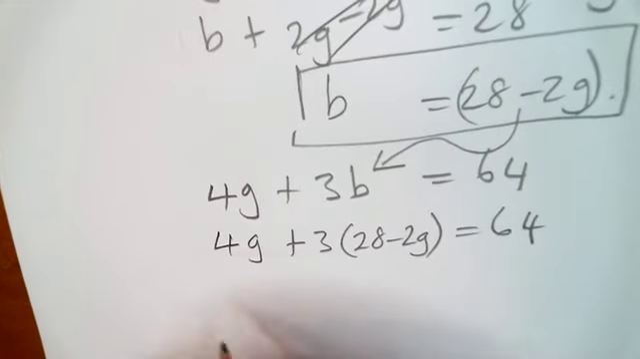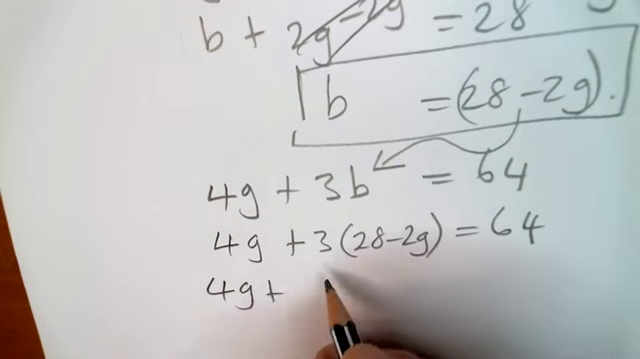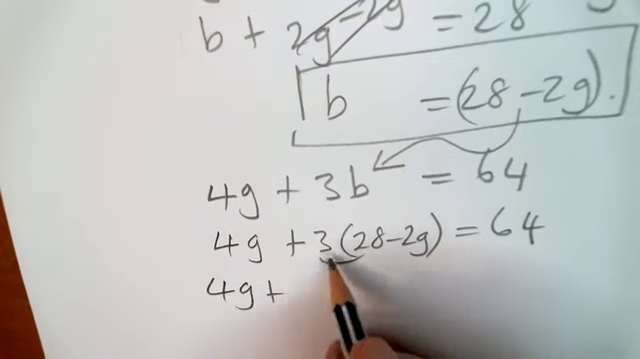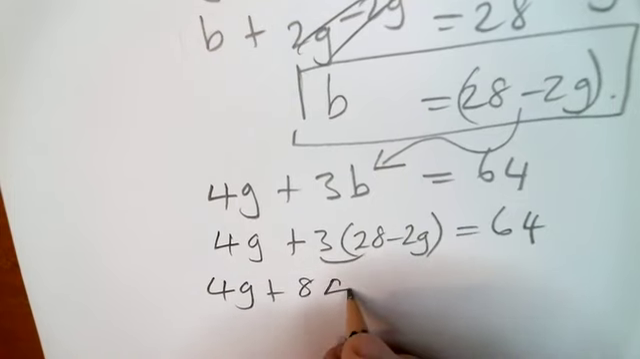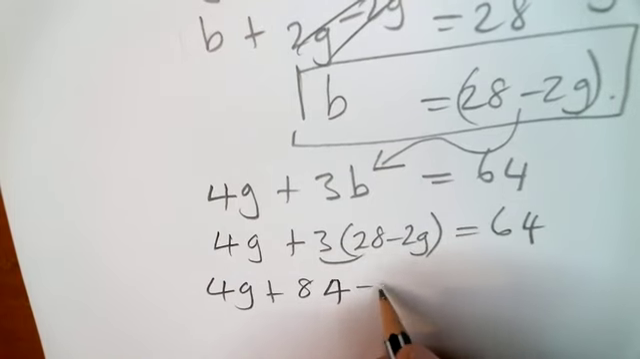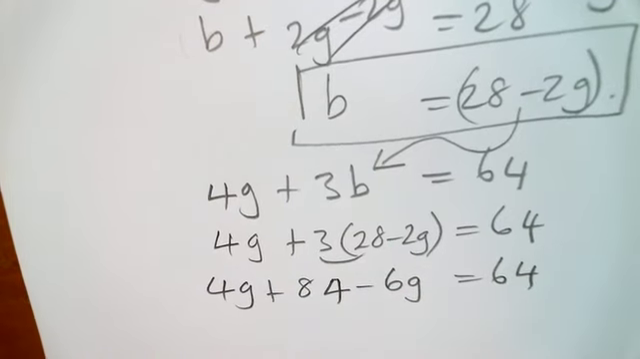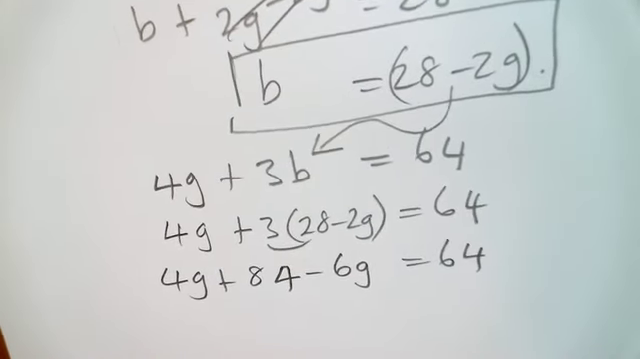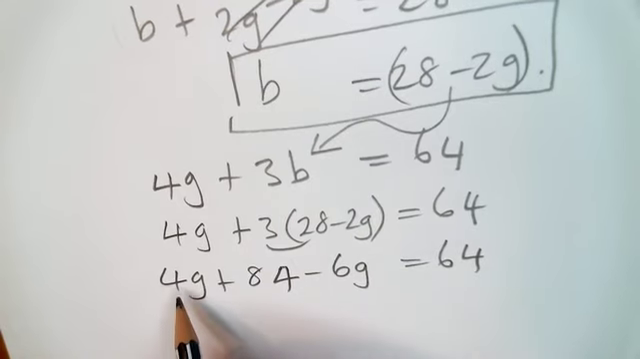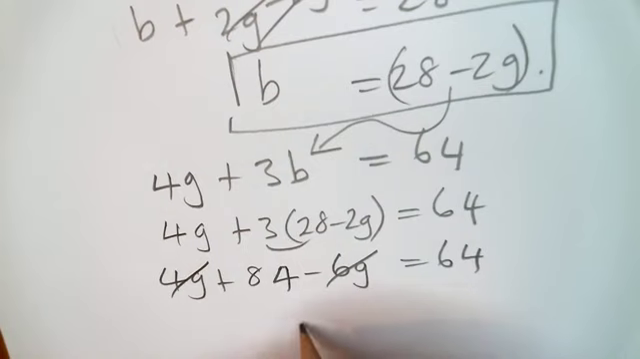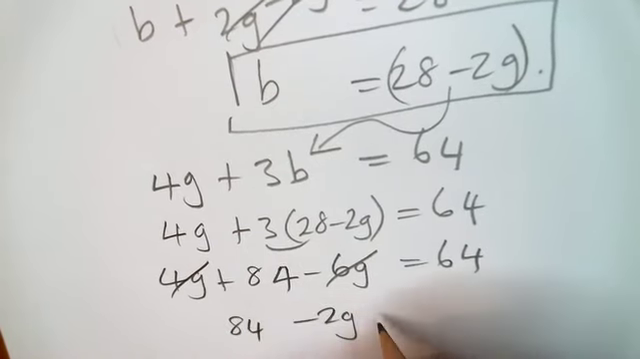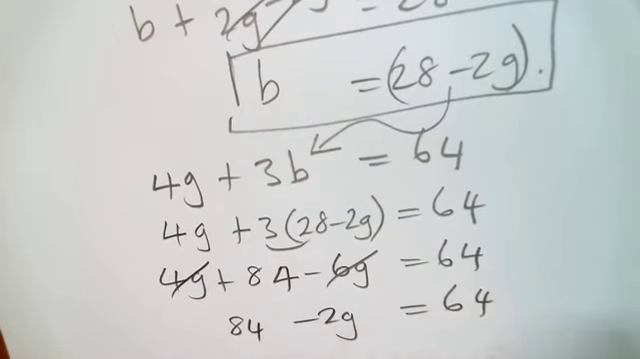Let's expand it out. So I've got 4G plus 3 times 28, well, that's 84. So 84, and 3 times negative 2G is negative 6G, equal to 64. All right, so let's simplify. I've got a 4G and a negative 6G, and 4G and negative 6G is negative 2G. And I've got an 84 and a negative 2G equals 64.